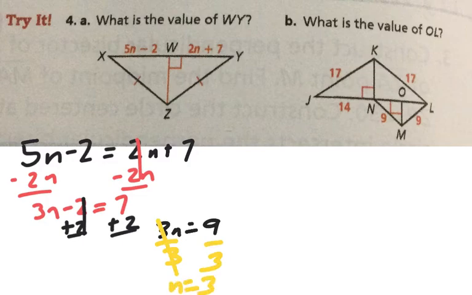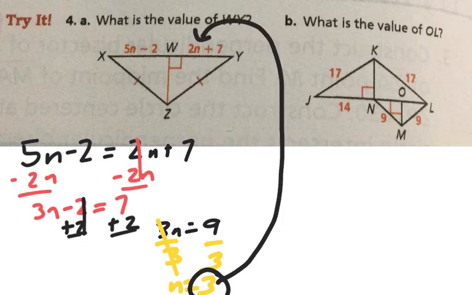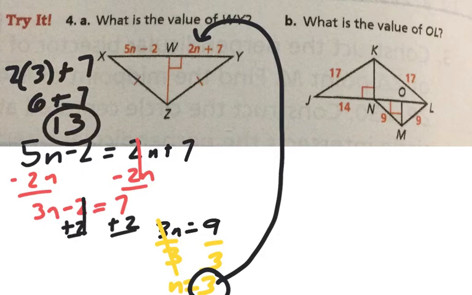Is that the question though? No. Plug that into 2, plug that in here, to find the length. So it would be 2 times 3 plus 7, which is 6 plus 7, which does give 13. Any questions there on 4a? Okay, look at 4b. Easy, easy.